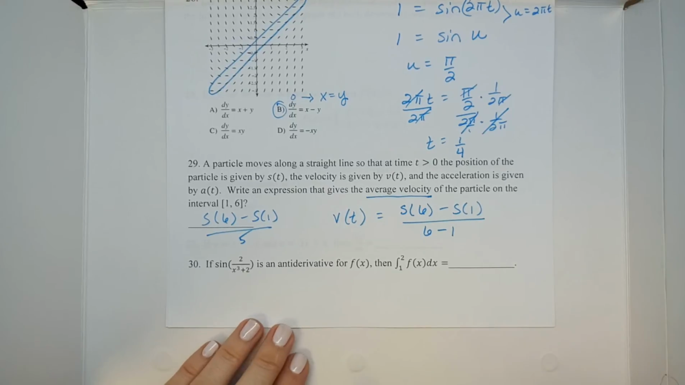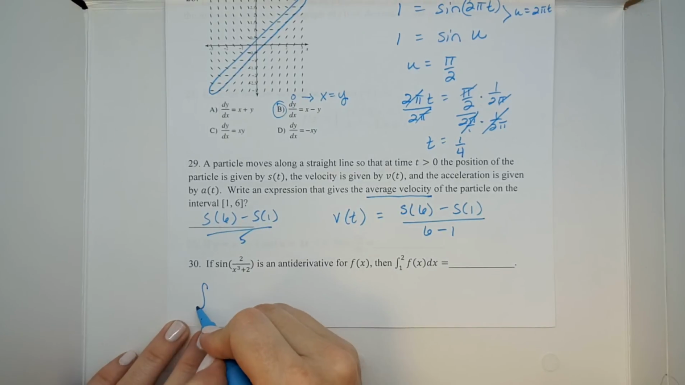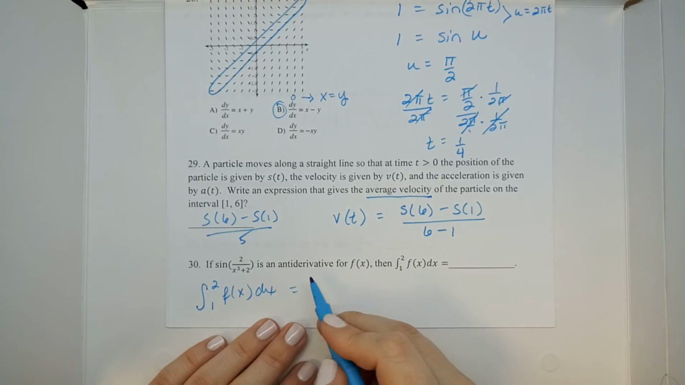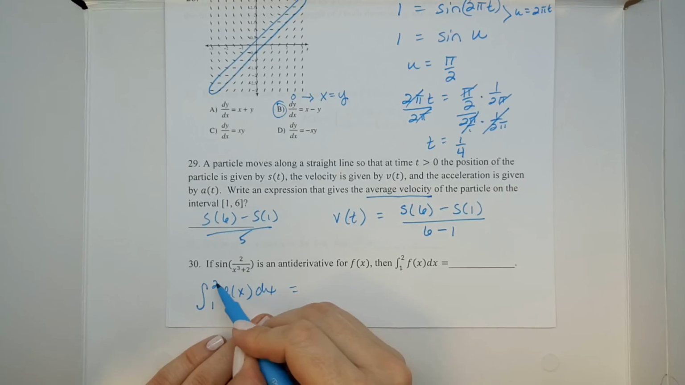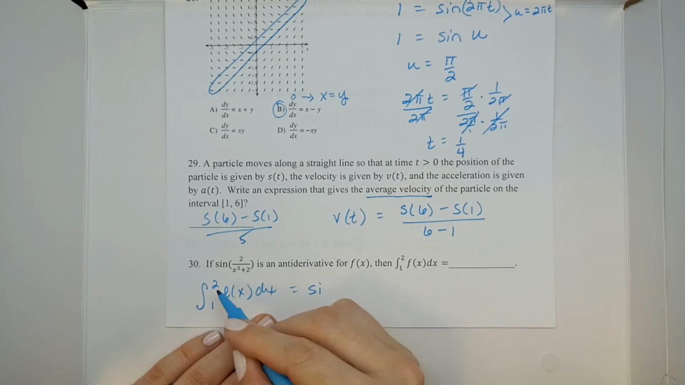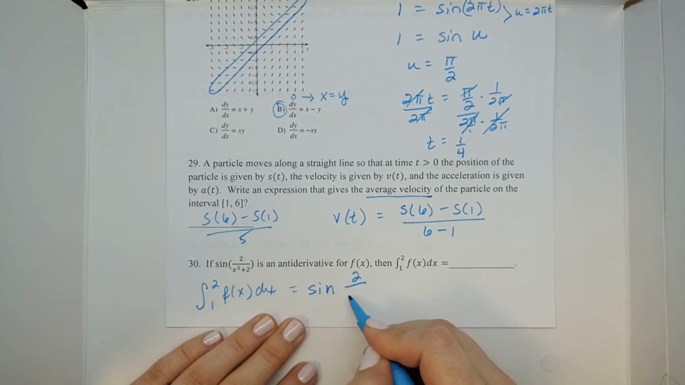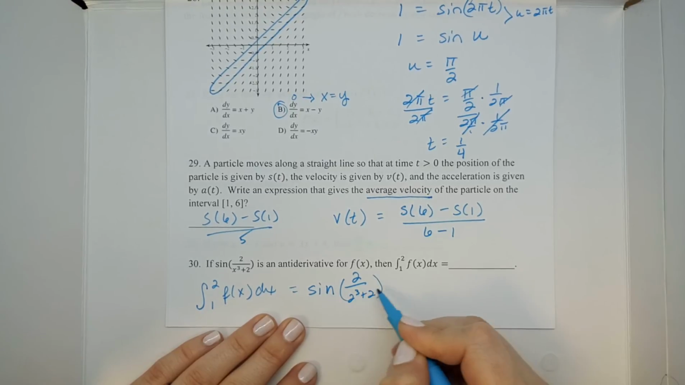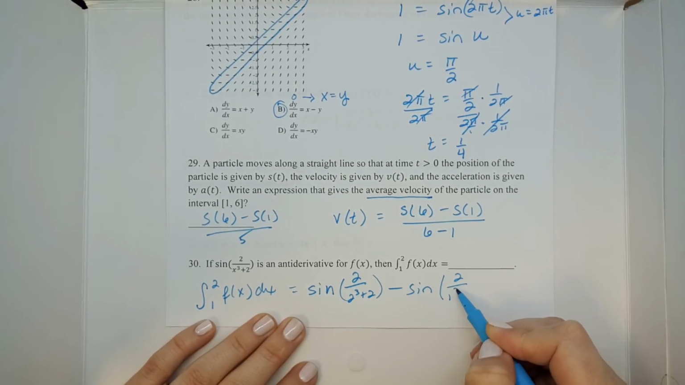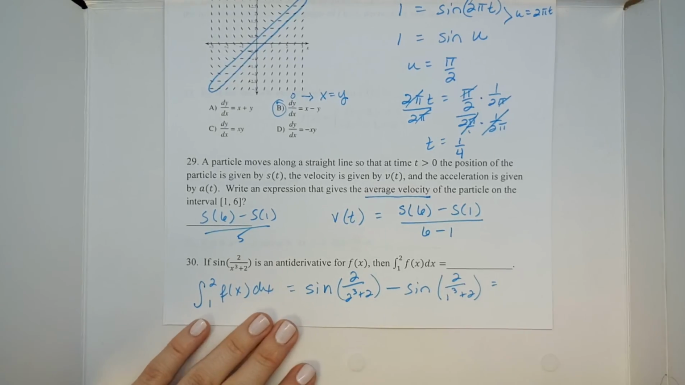Okay, last one. If sine 2 over x cubed plus 2 is an antiderivative for f of x, then the integral from 1 to 2 of f of x dx is. Okay, this one's going to require you to use your calculator. Let's see, the integral from 1 to 2 of f of x dx would be equal to the antiderivative at b. Well, if sine 2 over x cubed plus 2 is the antiderivative, then you would just plug in 2 for x. So sine 2 over 2 cubed plus 2. The antiderivative at b minus the antiderivative at a, and a is 1. So we'd put 2 over 1 cubed plus 2. And I would just put this straight into the calculator.